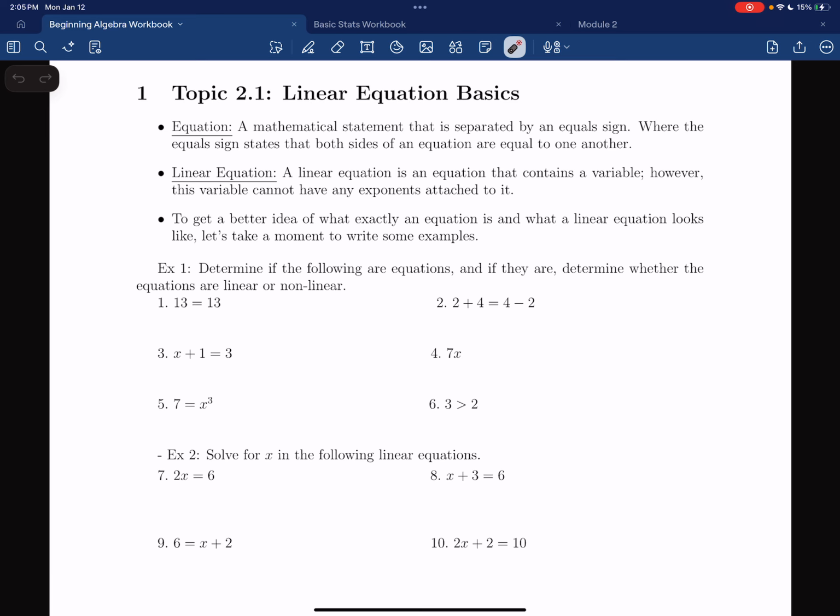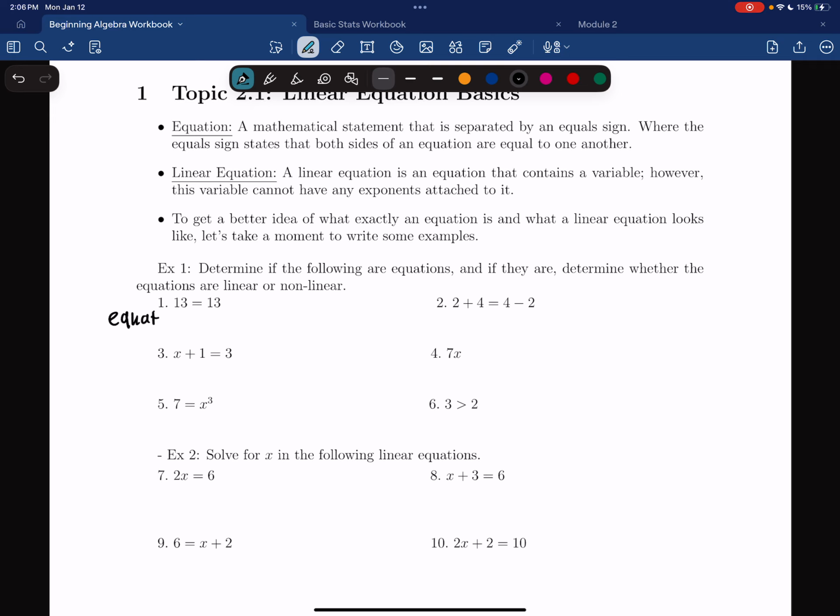So for example 1, let's determine if the following are equations, and if they are equations, determine if they are linear or non-linear. So for example number 1, we have 13 equals 13. Well, we have an equal sign, so that must mean that we for sure have an equation going on. So this is an equation. However, there's no variable or letter in this equation, so this is nonlinear.